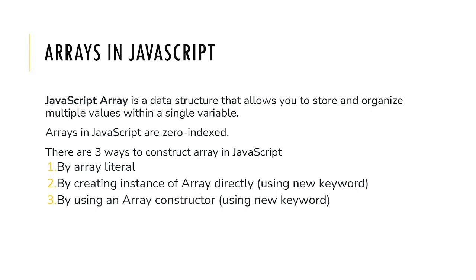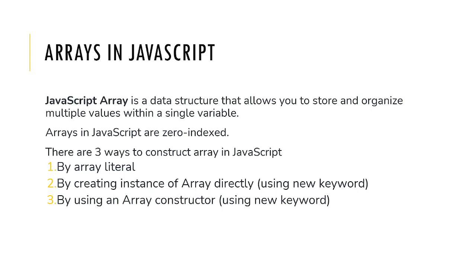Today we'll see the concept of arrays in JavaScript. In JavaScript, an array is a data structure that allows you to store and organize multiple values within the same variable. If you compare it with the concept of arrays in the remaining programming languages, like C or Java, the definition goes something like this.